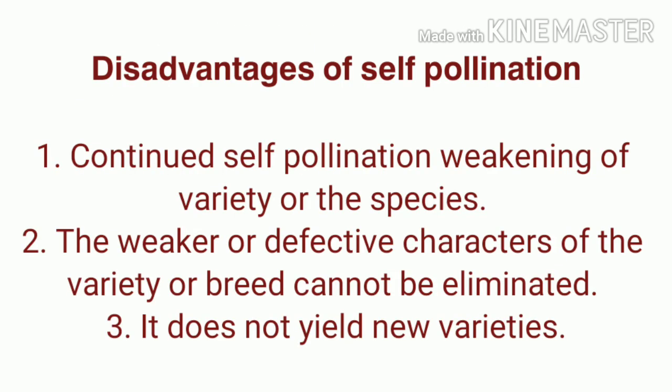Else, a lot of nutrient material would be used in the production of pollen, nectar, scent, large petals, etc. and this is saved. The disadvantages of self-pollination are: continued self-pollination generation after generation may lead to the weakening of the variety or species. The seeds produced through it are poor in quality and give rise to less vigorous offsprings. The weaker or defective characters of the variety or breed cannot be eliminated, and it does not yield new varieties. That is, the genetic trait of the same plant with no change and without any intermixing is passed on to the next generation. Thus, there is little chance for improvement in the next generation.